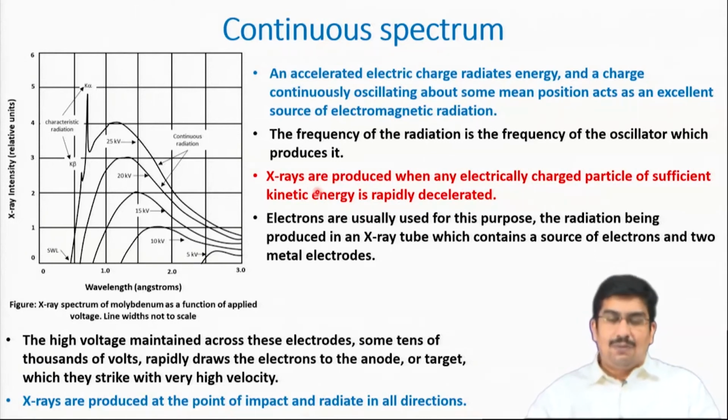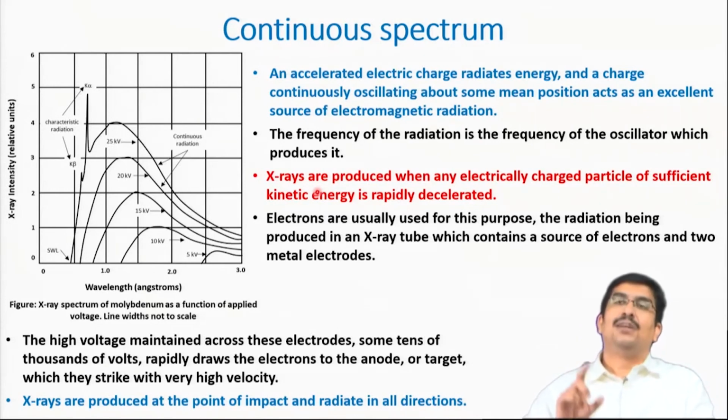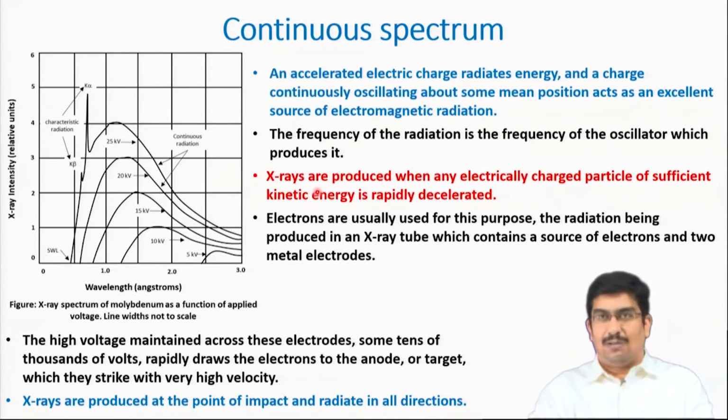But this is one of the ways that electromagnetic radiations are generated, and what happens is that the frequency of that electromagnetic radiation is basically equal to the frequency of the oscillator which is producing it. So the frequency at which this charged particle is oscillating about its mean position, the electromagnetic radiation that is emitted from that charged particle will have exactly the same frequency, and in turn exactly the same wavelength.